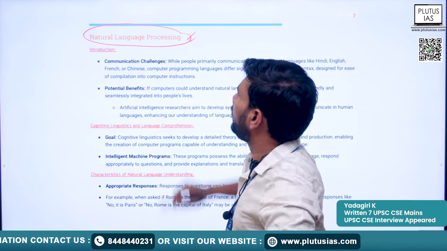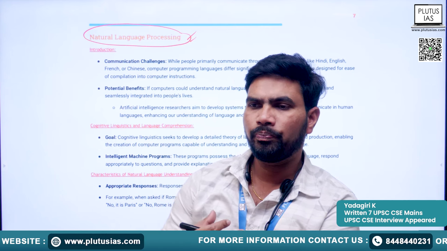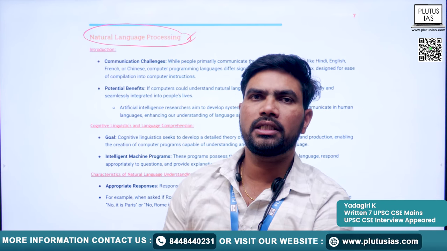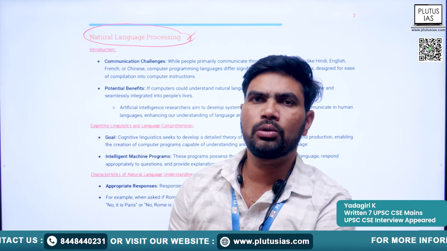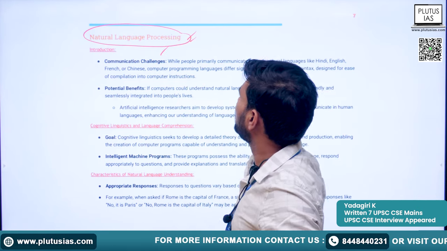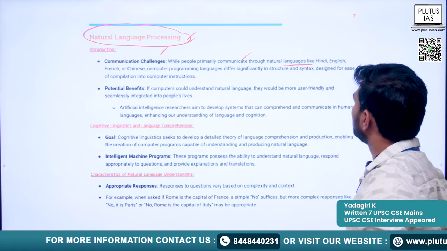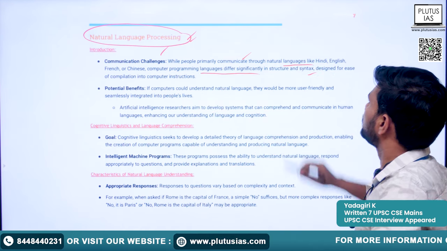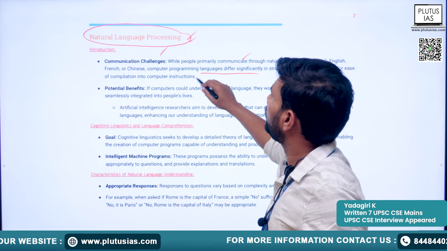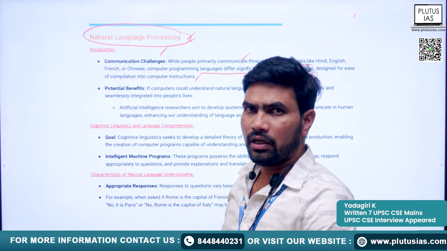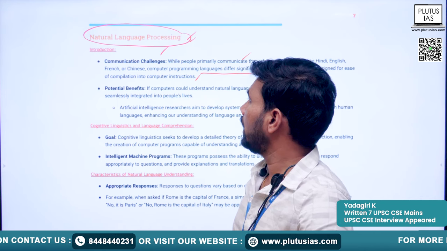Right. So the other aspect is, whatever instructions are given to that particular machine, as there is communication between two human beings, the machines can understand our language and give a proper response to our questions. So that thing is also possible. Right. Communication challenges: while people primarily communicate through natural languages like Hindi, English, French or Chinese, computer programming languages differ significantly in structure and syntax, designed for ease of compilation into computer instructions. Basically, as you all know, computers have a different language because they do not understand our language. So this is the problem that existed earlier.